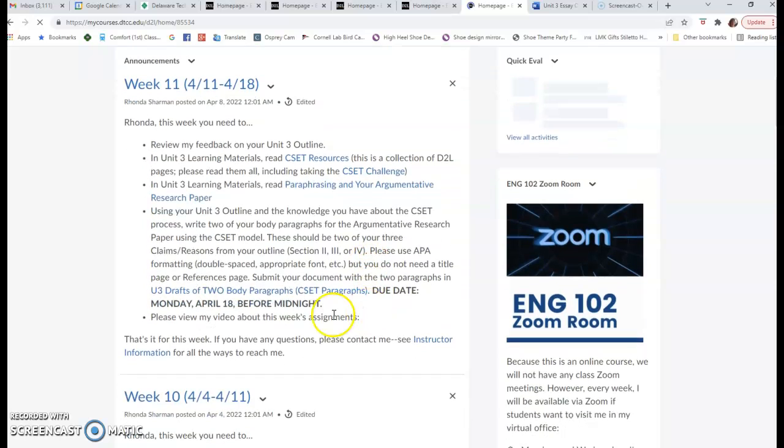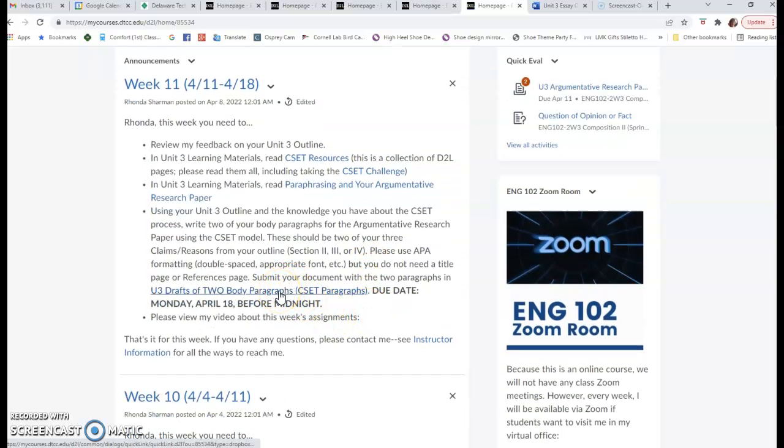When you are done, there is a link here for you to submit that document. The document merely has to have your 2 body paragraphs. They should be double-spaced, and you should have indented the first line of each paragraph. And I would prefer that you arrange them on the page in order.